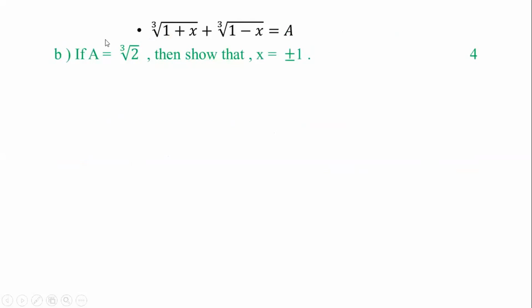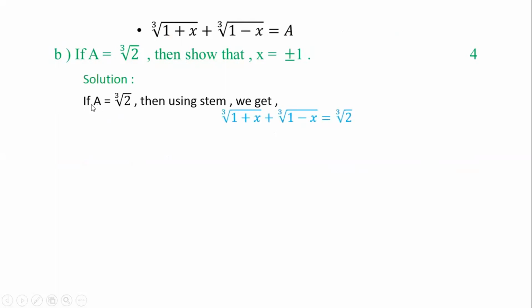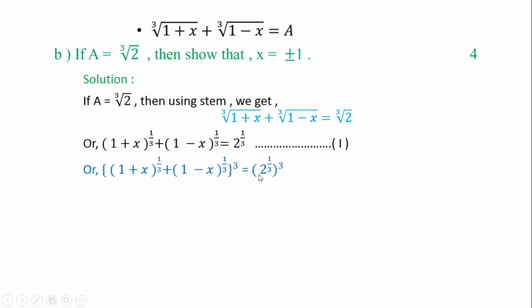But now we solve this problem. Here given a problem, we have to show that x equal to plus minus 1. At first, we write this problem. Then we can write this equation in this form. Now, if we take cube on both sides of the equation, then we get this form. That means 1 plus x to the power 1 by 3 plus 1 minus x to the power 1 by 3, whole cube.